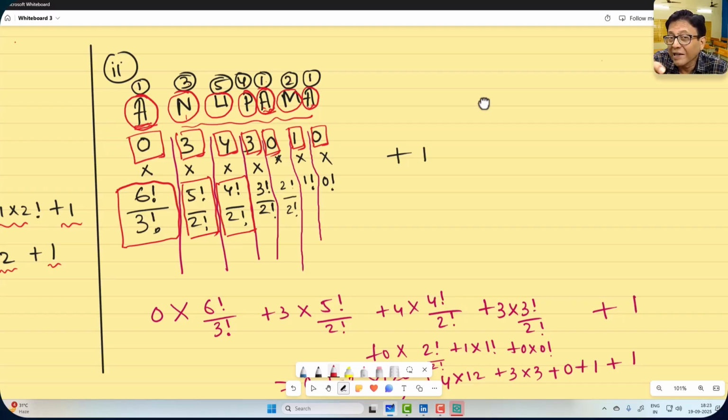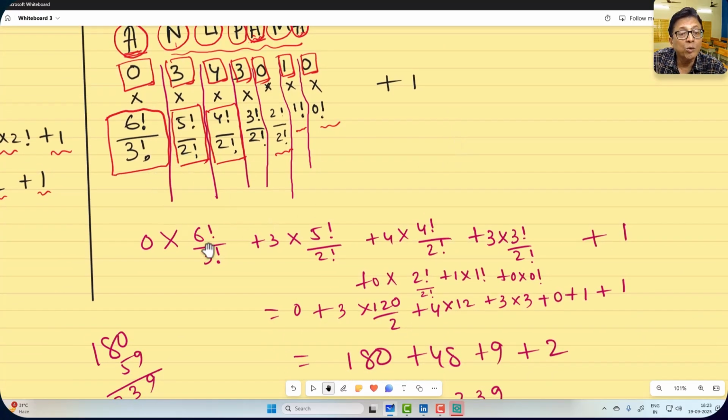Right side of A again. We need to consider repetition of this also, as this is coinciding with the repeated letter, so we must consider these two. So that's why divided by factorial 2. This one factorial 1 and this one factorial 0. Now go on multiplying. You multiply 0 with this, 3 with this, 4 with factorial 5 by factorial 2. Wait a minute, factorial 4 by factorial 2. 3 with factorial 3 by factorial 2, then 0, then 1, and then finally plus 1 here.